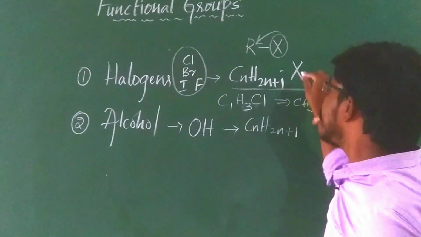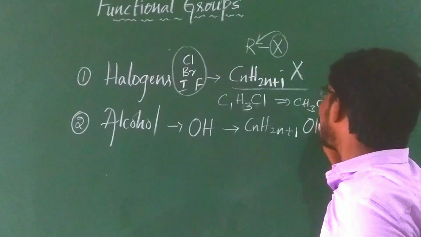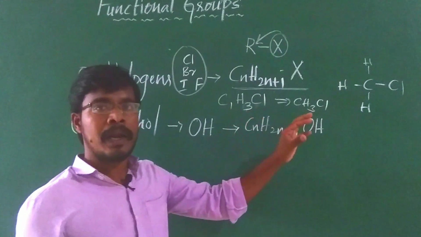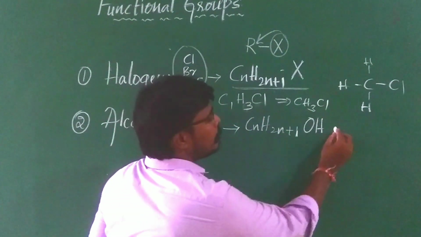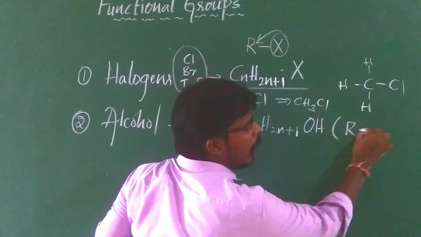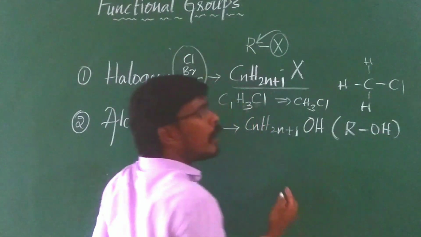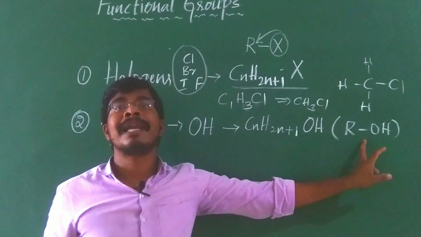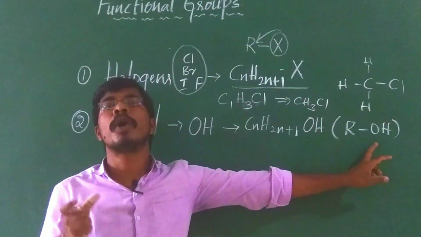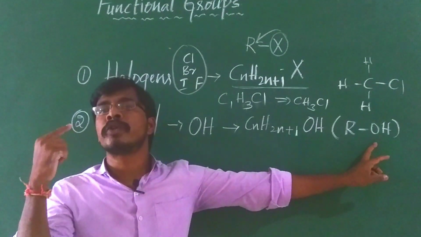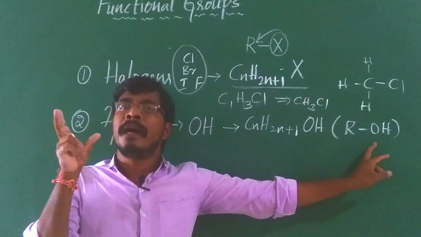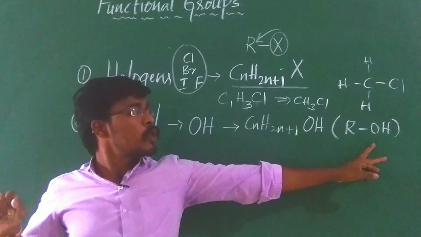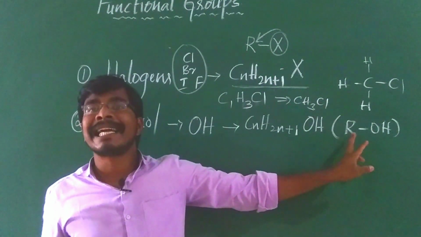Here generally we can give an example: in place of CnH2n+1, in place of X I am writing OH. OH attached means it is called alcohol. Generally we can take this as ROH. The general formula for alcohol is ROH. R is an alkyl group. Alkyl group means a hydrocarbon group where one of the hydrogens is removed.